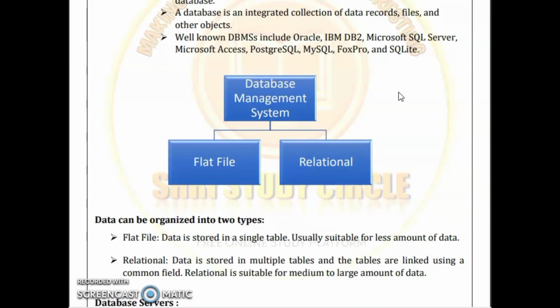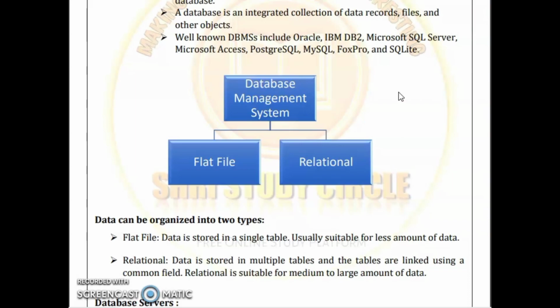And the second one is relational. Why are we going to learn this chapter, relational database management system? That main concept is here, that is relational. Data is stored if we are using any database management system, and in that we use multiple tables, and tables are linked using a common field. So relational is suitable for medium to large amount of data. Obviously, if we are dealing with a large amount of data, we need to sort the data in a particular format. We need to keep the related data in multiple tables, and all tables should be linked with each other.